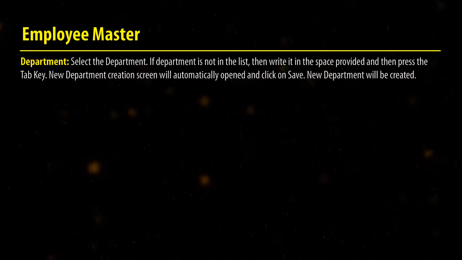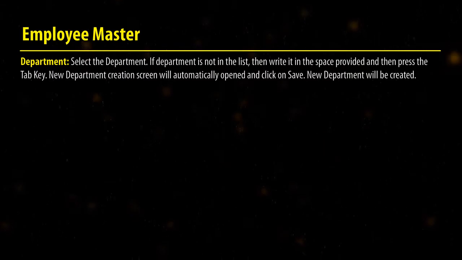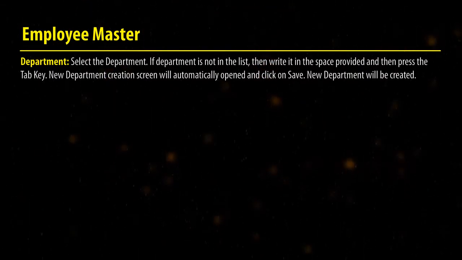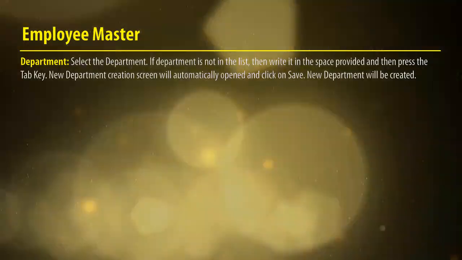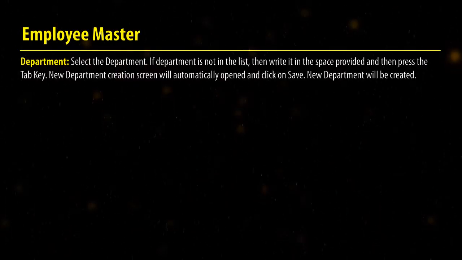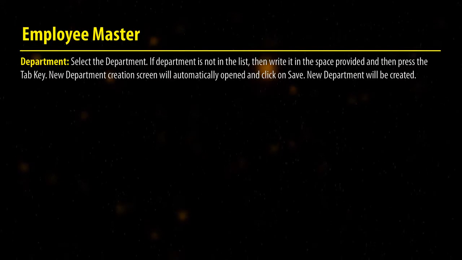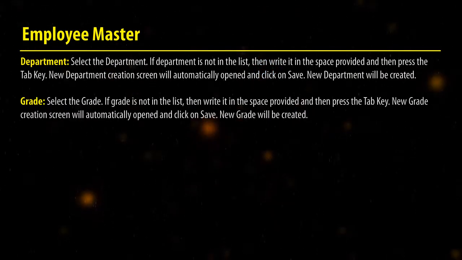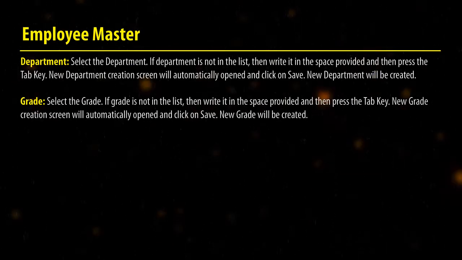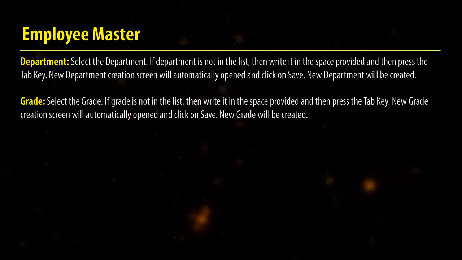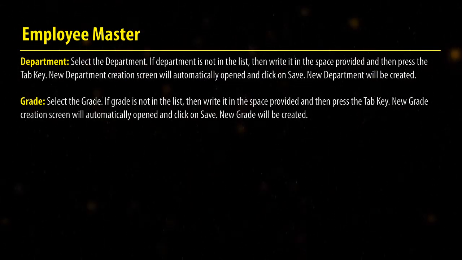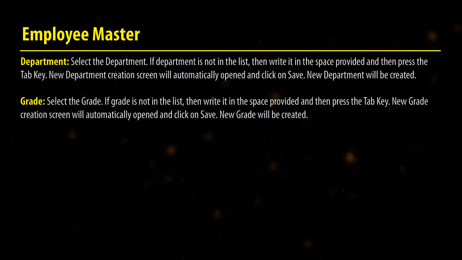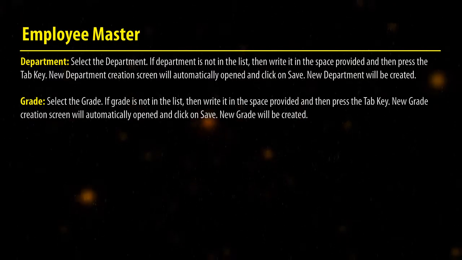Department. Select the department. If department is not in the list, then write it in the space provided and then press the Tab key. The new department creation screen will automatically be opened. Click on Save. The new department will be created. Grade. Select the grade. If grade is not in the list, then write it in the space provided and then press the Tab key. The new grade creation screen will automatically be opened. Click on Save and the new grade will be created.